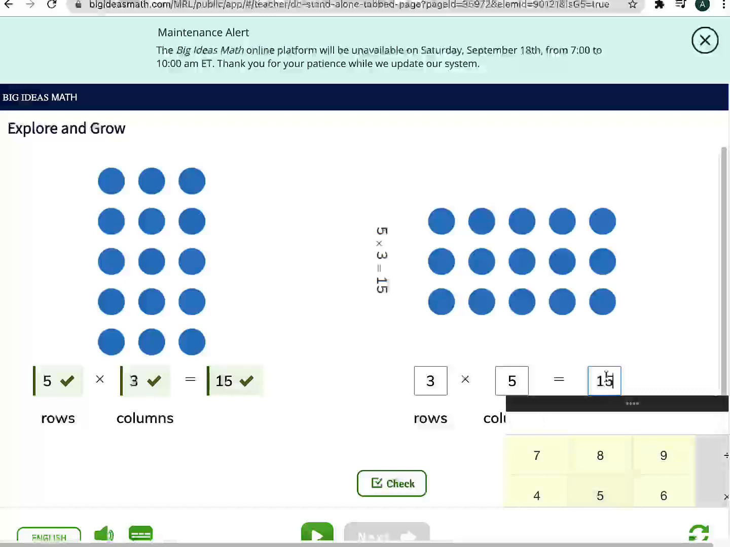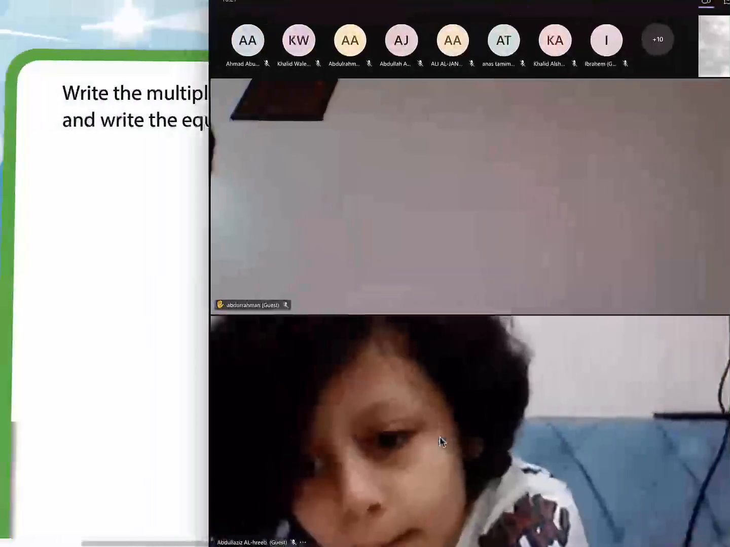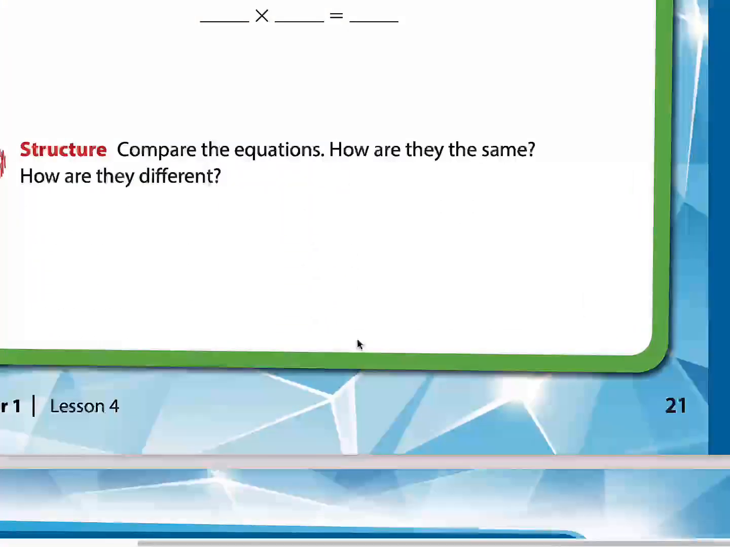Okay, count them all and tell me what is the product. Excellent. So it's also 15. Okay, so as you can see here, if we turn it, we have 3 rows, 5 columns, and the product is 15, the same product. Okay, let's go back to the book. And again, my heroes, this is page 21.